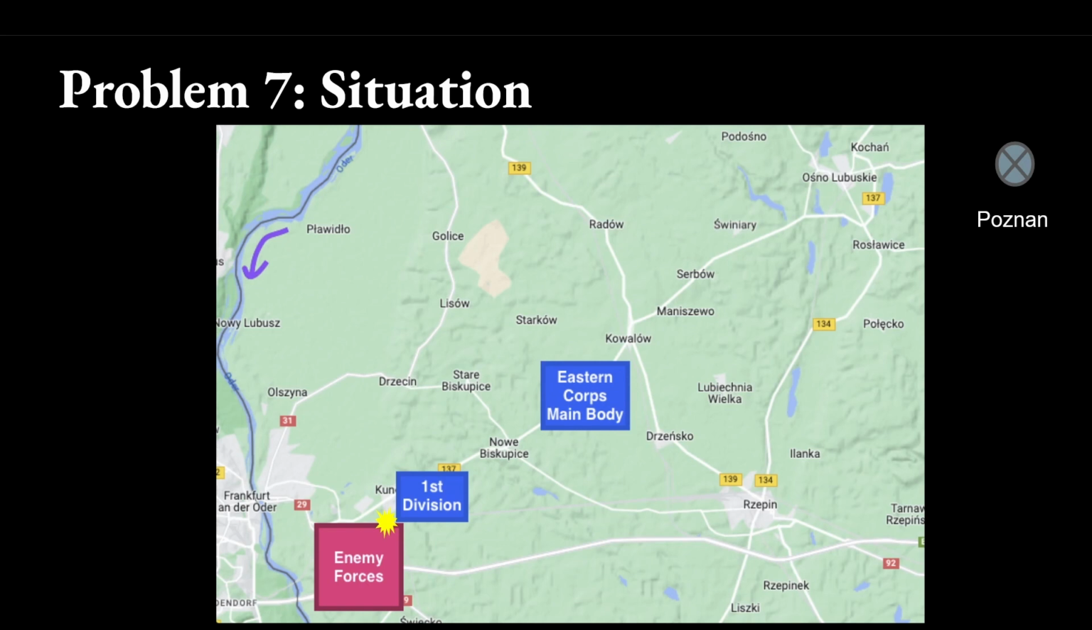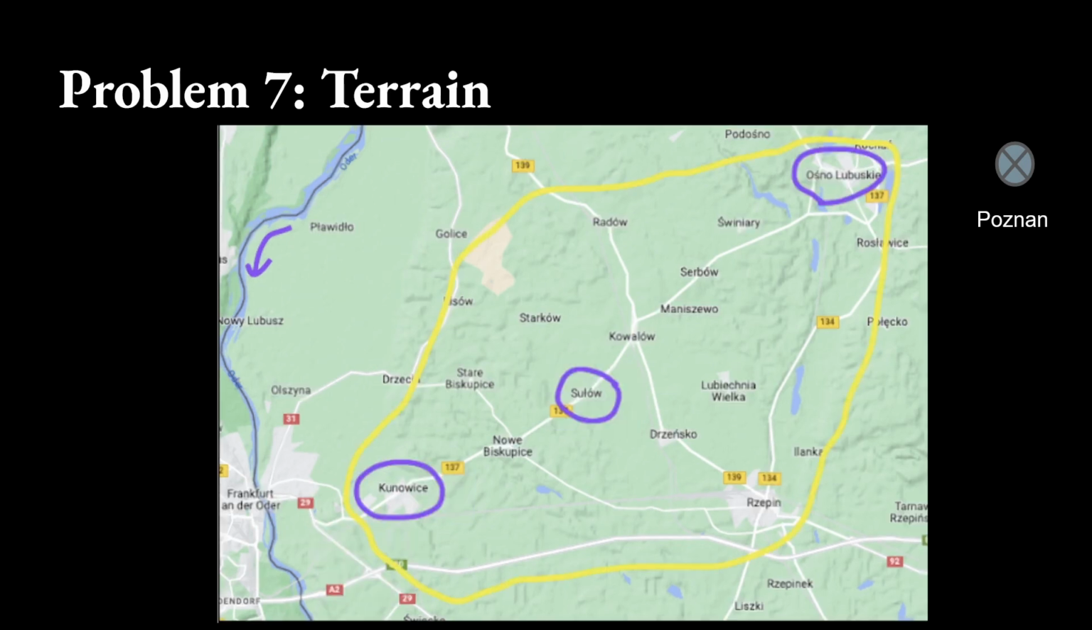The Eastern Corps commander now has a problem. As Moltke asks, what is the Eastern Corps commander to do? Of course, Moltke always starts with looking at the terrain, and he examines the terrain within the entire yellow box shown there, from Osno-Lubisky all the way to Kunowice.